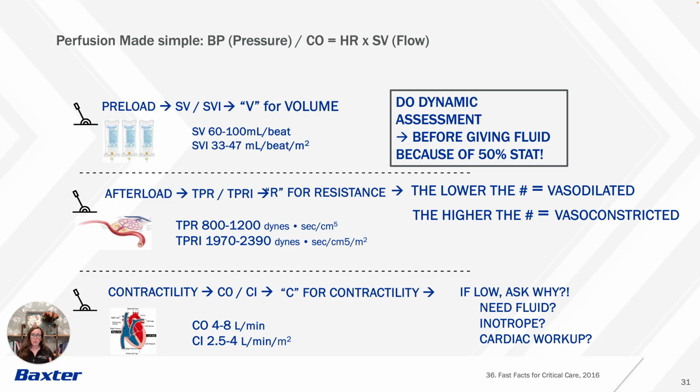And so I hope that V for volume and R for resistance and C for contractility help you remember the purpose and the intent of why we're giving fluid to give volume, why we're giving a pressor to give resistance back to a patient who's lost it in a shock state, and why we might even in contractility be giving fluid, or sometimes an inotrope. I call that a critical care cocktail when we're doing all three.